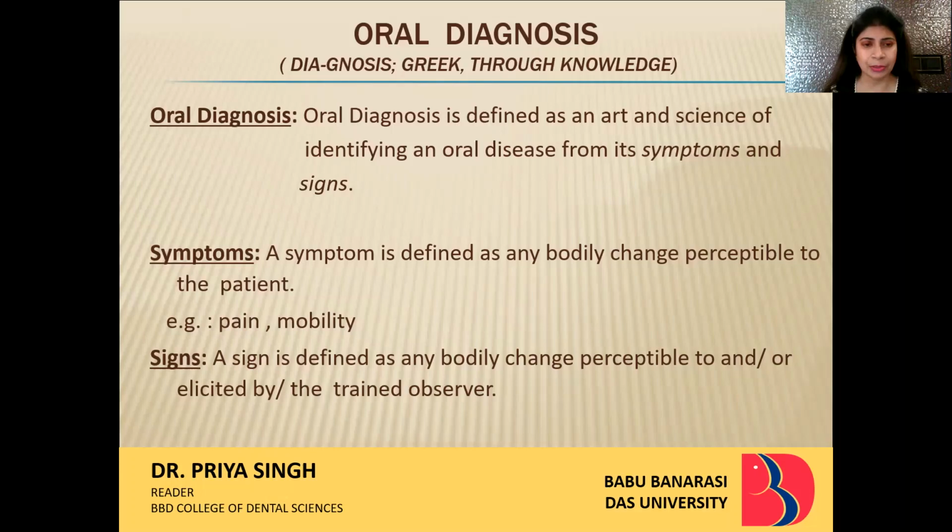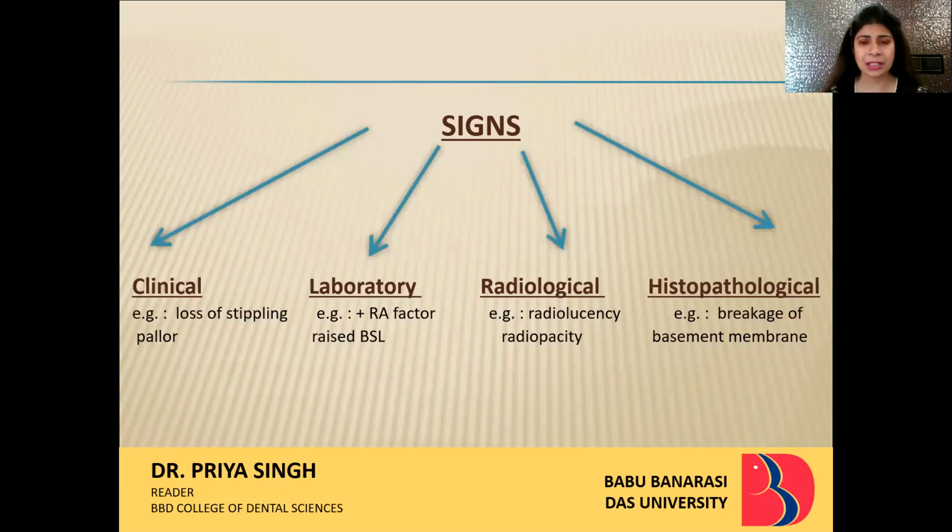Just for example, pain is a symptom, but there is the visual analog scale, or VA scale, by which we can convert this symptom into a sign and we can classify pain into mild, moderate, and severe. Now, there are basically four signs. There can be a clinical sign. Clinically, you can see that there might be loss of stippling, which comes under pathology of the gums, gingiva. So loss of stippling means inflammation in the gums.